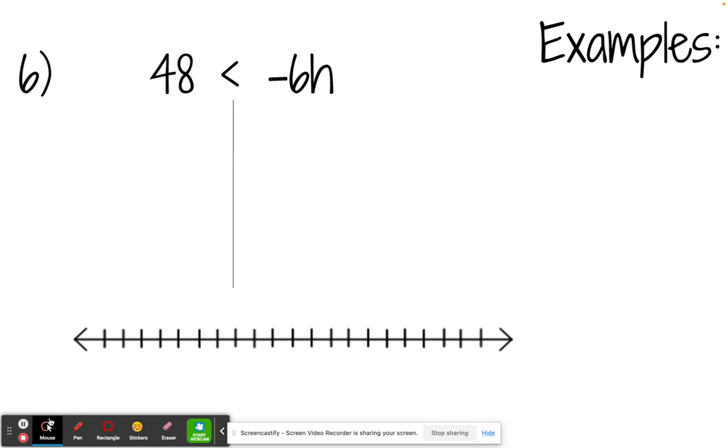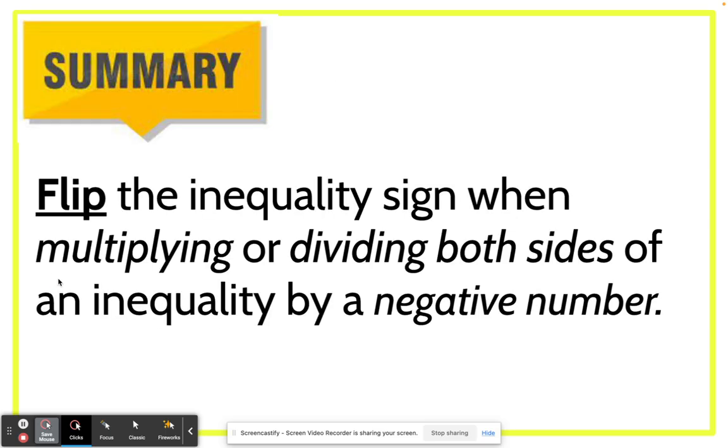So hopefully this is making sense. I recommend checking them, graphing them on the number line, pulling a number up, seeing if it works. That's the best thing to do. So in summary, make sure you flip the inequality sign when you multiply or divide both sides by a negative number. It doesn't matter if there are any other negative numbers in the problem. It's just if you multiply or divide both sides by a negative number, that's when you're going to flip out.